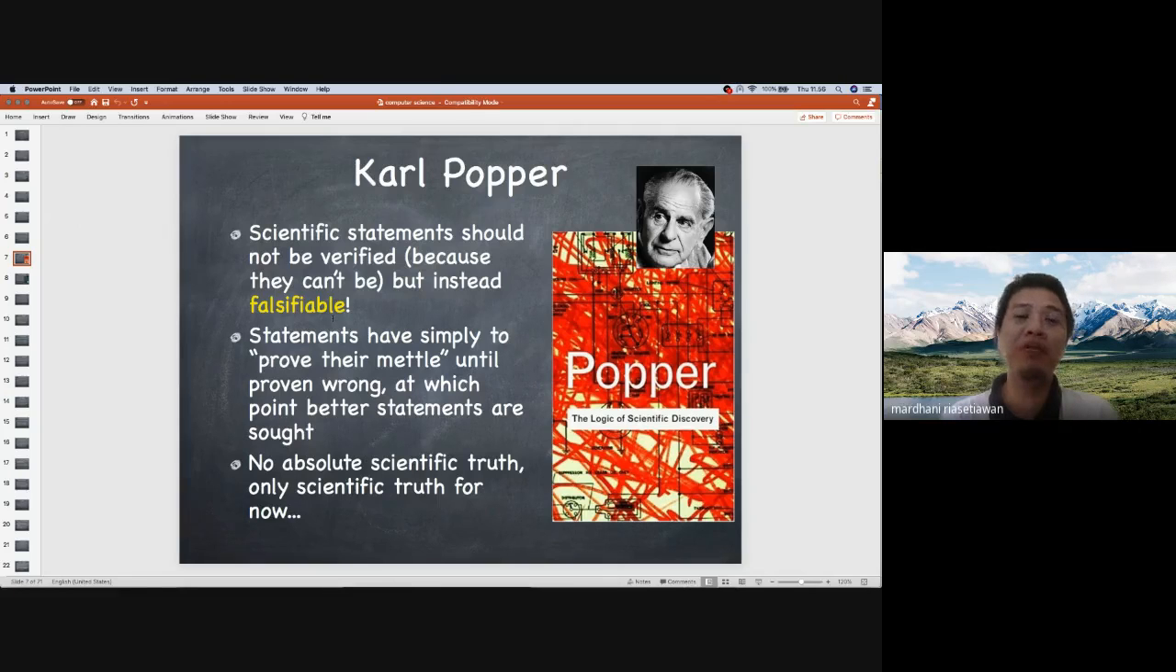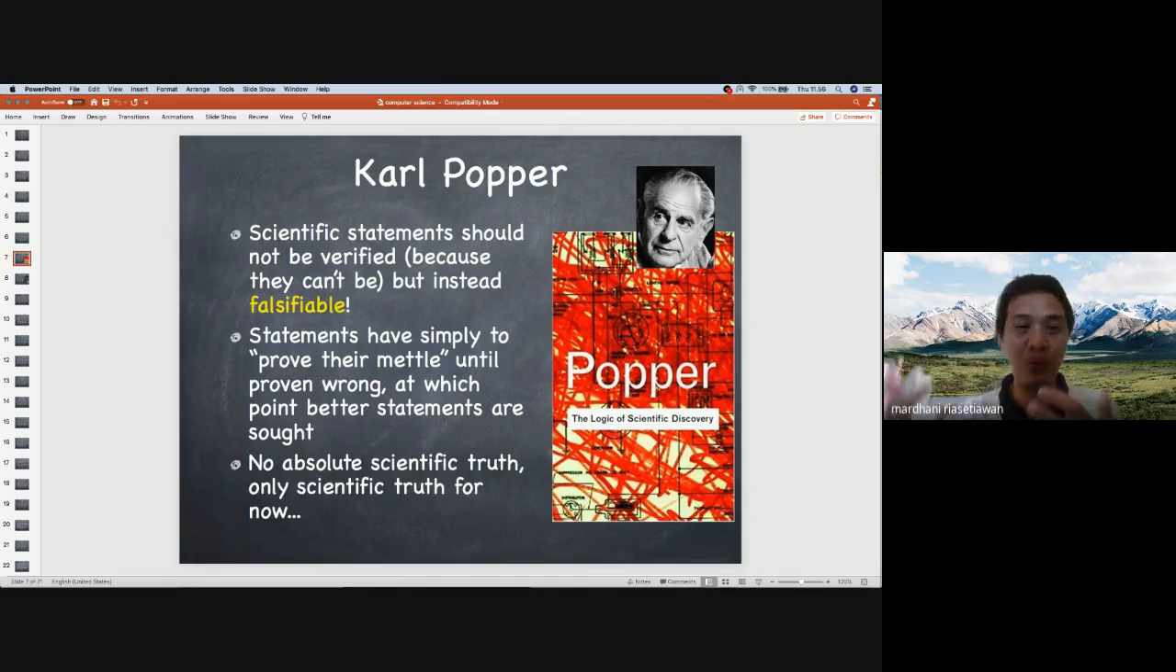When we read the book very carefully, he wants to mention that if something is verified, it means it's done. Scientific work is about discovery, about something that has not been done. So that's why he says scientific statements should not be verified, because science is still uncertain. So there is no absolute scientific truth, only scientific truth for now. That's very nice. If we have our own definition today, it's only valid for now. Tomorrow, based on our new experience, we may have a new definition.